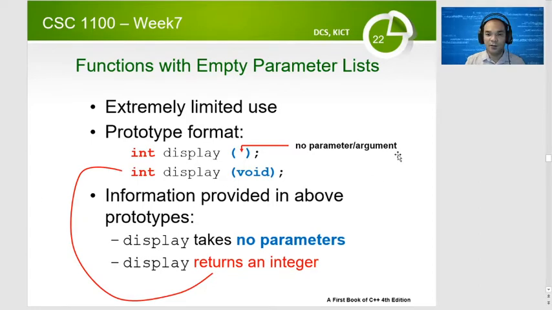You can also have functions with empty parameters. If you have empty parameters, you would leave it empty, or use void, so you are expecting nothing to be passed in. If you have an empty parameter list, then this is the prototype declaration that you'll be using.